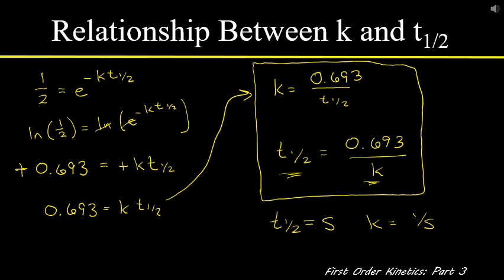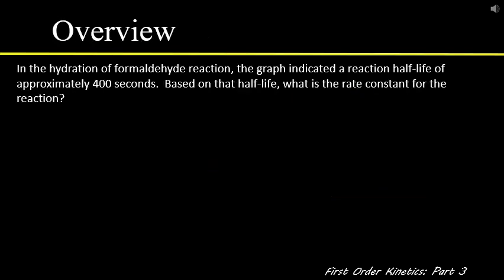All right, let's do an example. If we go back to the first slide in this short lecture, we graphed the concentration of formaldehyde as a function of time, and then we just used the graph to sketch out how long it took to decrease by half. Since we're sketching it out by hand from the graph, it's hard to be exactly sure, but the half-life is about 400 seconds. So if the half-life is 400 seconds, what is the rate constant?